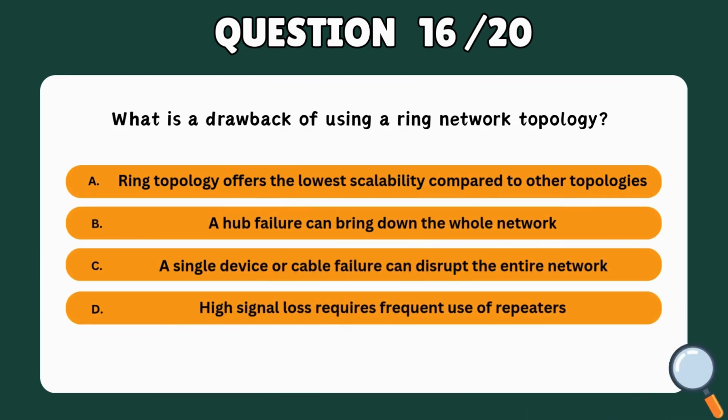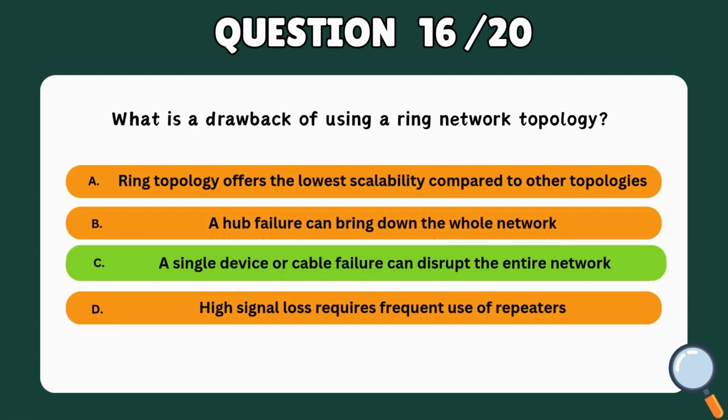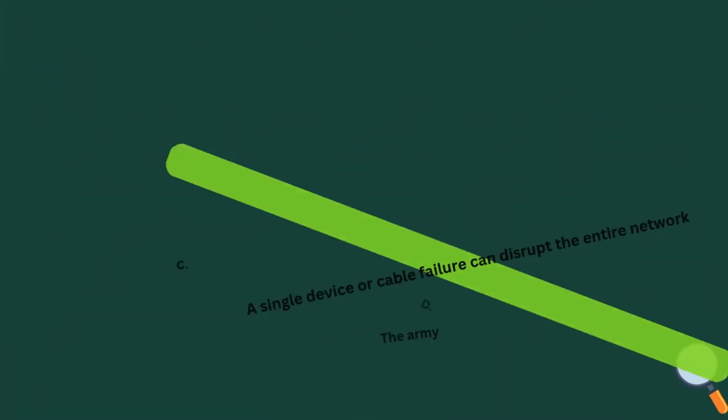Question 16. What is a drawback of using a ring network topology? A. Ring topology offers the lowest scalability compared to other topologies. B. A hub failure can bring down the whole network. C. A single device or cable failure can disrupt the entire network. D. High signal loss requires frequent use of repeaters. Correct answer: C. A single device or cable failure can disrupt the entire network.